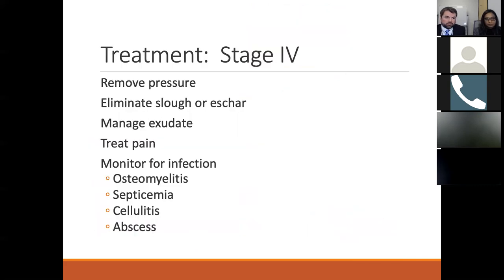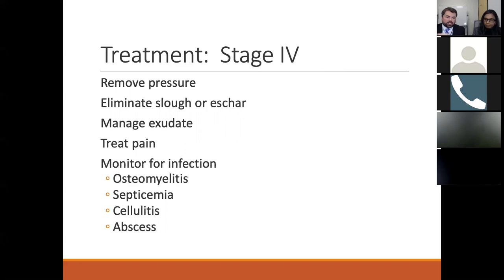So remove pressure, eliminate slough or eschar. So if there's anything dead, essentially, it needs to be removed. Otherwise, it can't continue to heal. Manage the exudate, treat the pain, and monitor for infection. So this is when you worry about osteomyelitis, sepsis, cellulitis, abscess. So in this case, we've got to give them the right antimicrobials for the right duration to be able to heal. Right. And when there's osteomyelitis, the bone will be soft and can easily be scraped away.